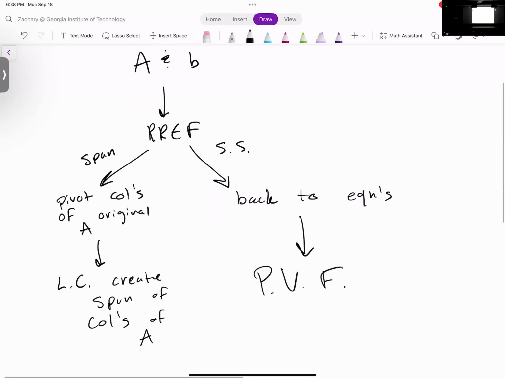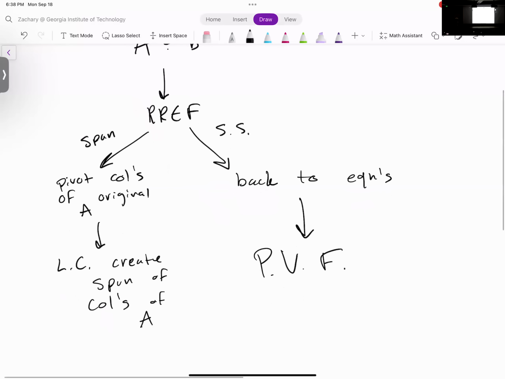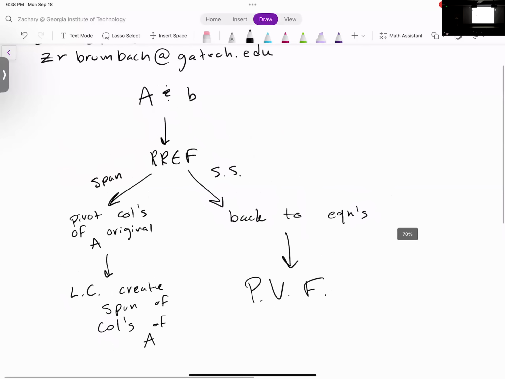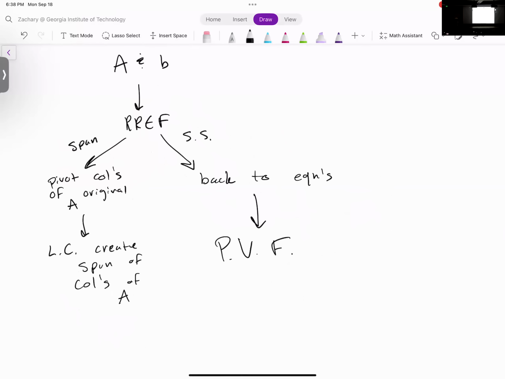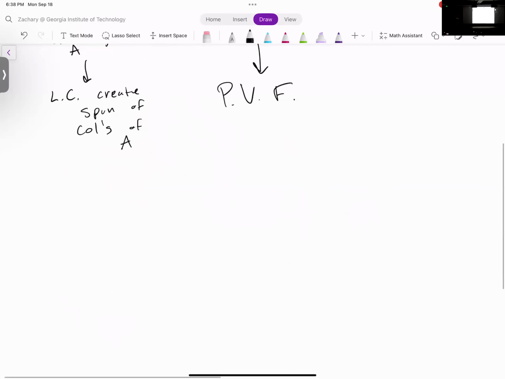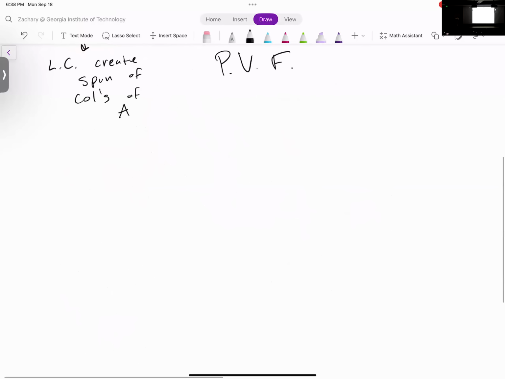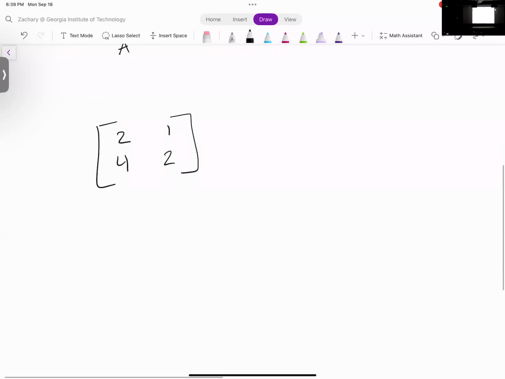Okay, so the question was the difference between span and solution set, right? Geometrically. If we start talking about something, we have to talk about a matrix, right? That's the whole point of linear algebra, matrices. So if I give you a matrix that looks like this, they could ask you the span of this, or they could ask you the solution set of this, all right?